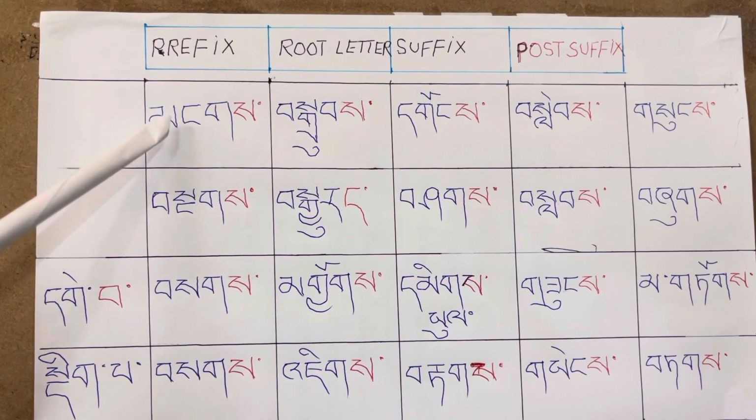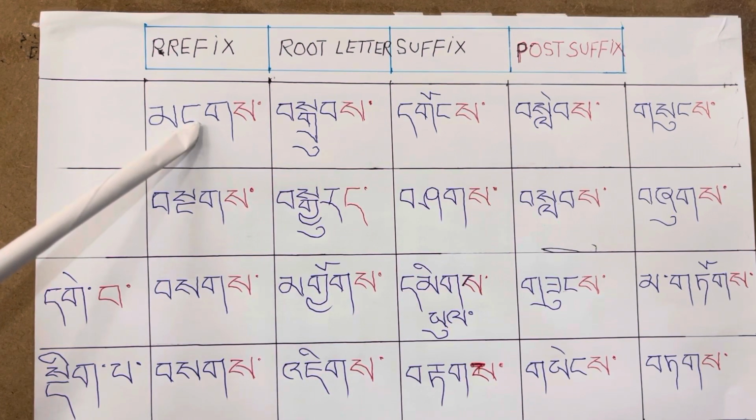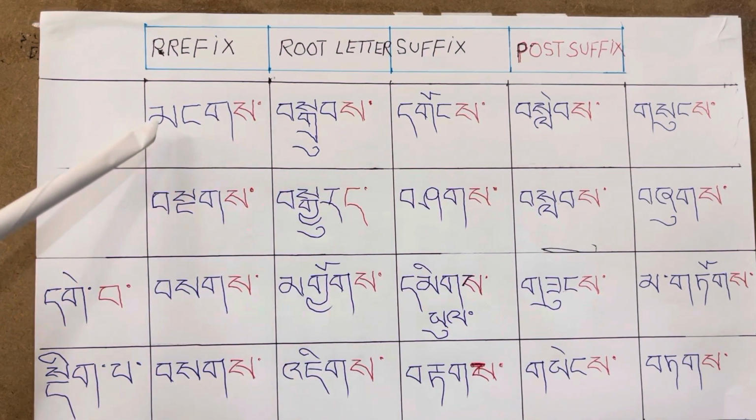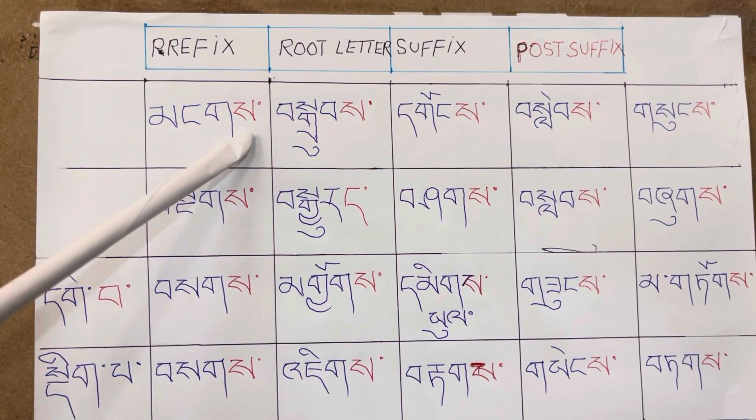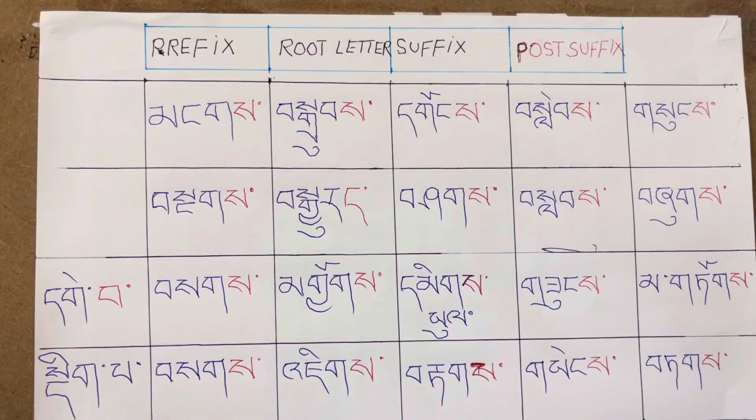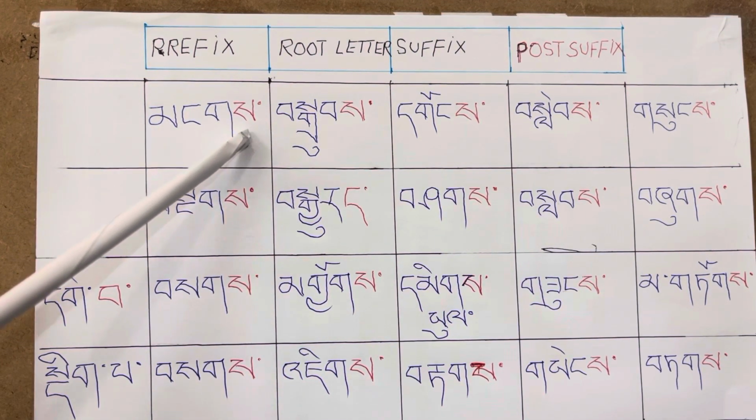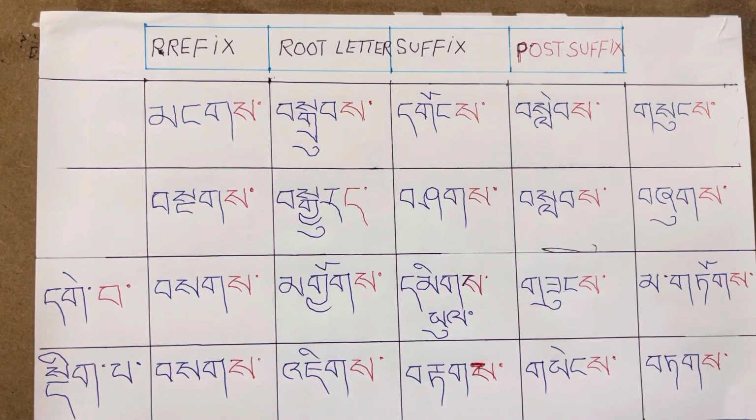So it's very easy. Mao, nga, ga, sa, ngak.